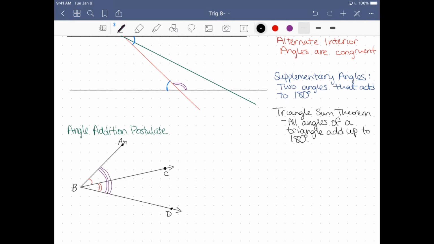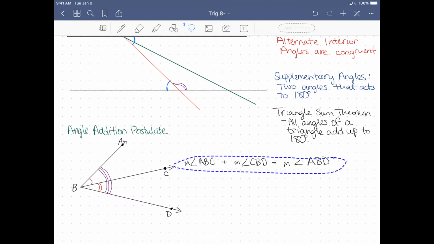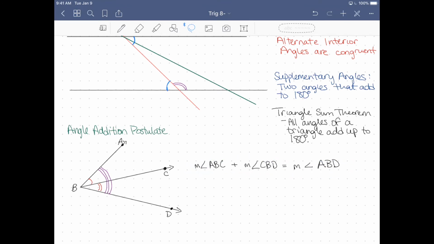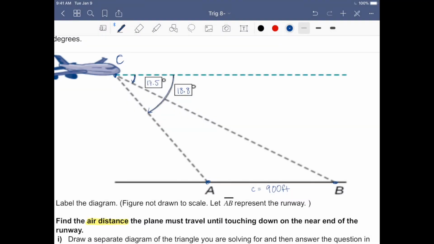So that's all that means. So I'm going to write the measurement of angle ABC plus the measurement of angle CBD equals the measurement of angle ABD. Here, I'll move that down. So that's all that means, and we're actually going to use that on this airplane problem.